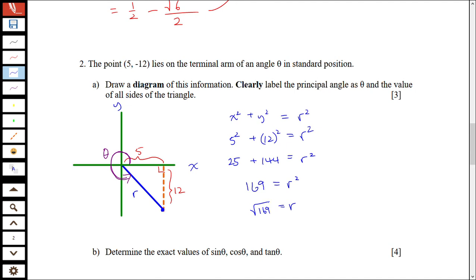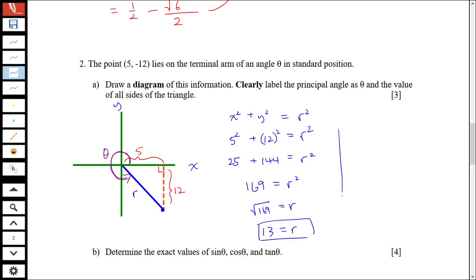Now, try to do 169 rooted, and is it going to give you a nice number? Yes or no? I know this one will. It's going to be 13. But in cases where it does not give you a nice number like 13, you got to leave it as a root. Keep your values as exact as possible. Don't round when you don't need to. But in this case, it's going to be a nice number, so my r value is going to be 13.